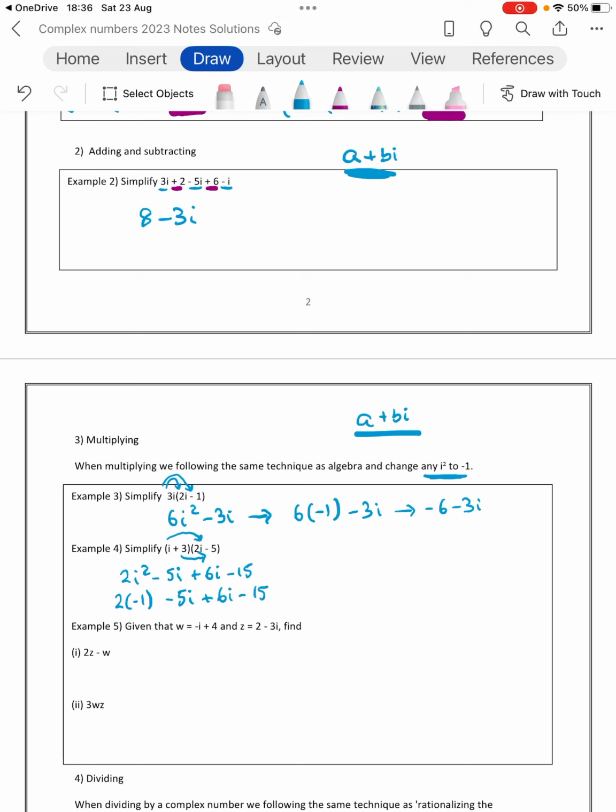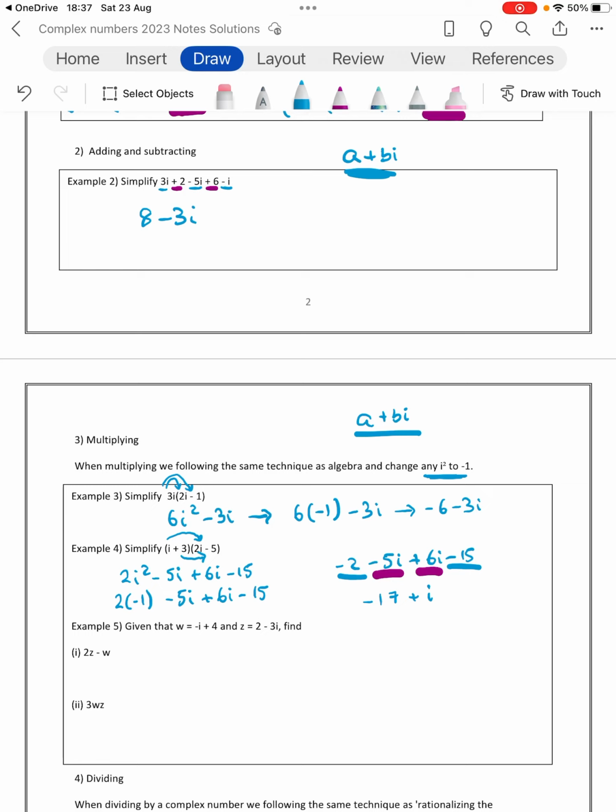And I just tidy that up. 2 by minus 1 is minus 2. Minus 5i plus 6i minus 15, and I'm back doing the same adding I was doing before. I'm going to put the minus 2 and the minus 15 together, and the minus 5 and the plus 6. So I'll end up with minus 17 and plus 1i, and you can write the 1 in front of the i if you want. So there's the basic multiplying.